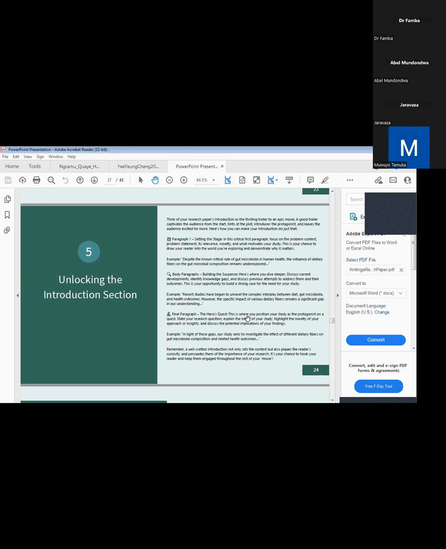But this one is from Sciences. Despite the non-critical role of gut microbiota in human health, the influence of dietary fibers on gut microbial composition remains unexplored, something like that. We'll talk more about the expression, but what is important there is that your introduction has to set the stage. It is supposed to indicate the problem context, the statement of the problem and its relevancy. You are talking about what motivates your study.